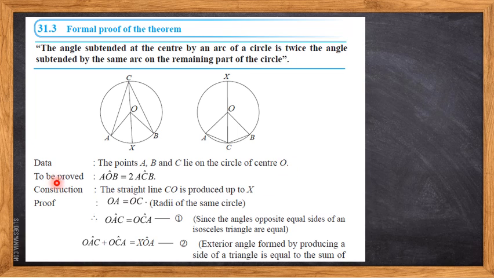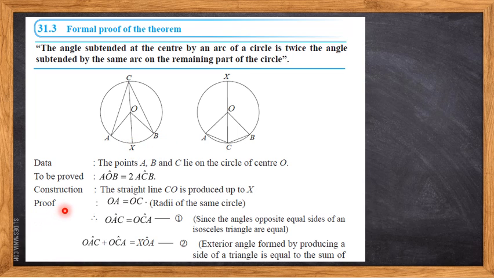Right. Then to be proved, what we have to prove is I will use this figure to explain. What we have to prove is AOB angle is 2 times ACB angle. AOB angle එක ACB angle එක වගේ දෙගුණයක් වෙනවා කියලා පෙන්වන්නයි තියෙන්නේ. For that we will be using a construction. The straight line CO is produced up to X. අපි පොඩි construction එකක් කරනවා. මේ CO line එක දික් කරනවා X දක්වා. X is also on the circle.